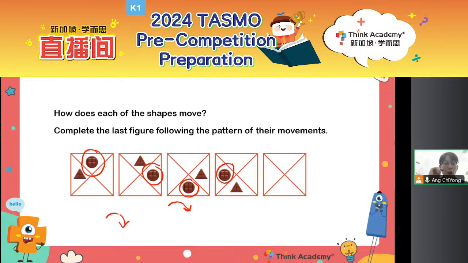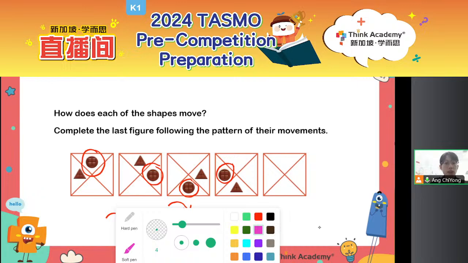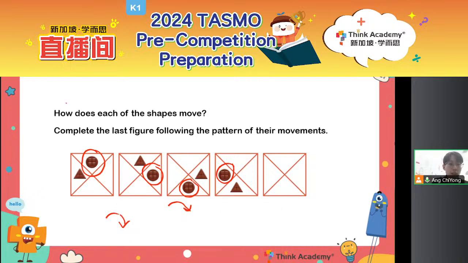And don't forget, we also need to know how the triangle is moving. So let me use another color. For the triangle, at the start it's on the left side. And it's going where? It's going to the top side here. Which direction is it? It is also the clockwise direction. And you see if it follows the same direction every single time.